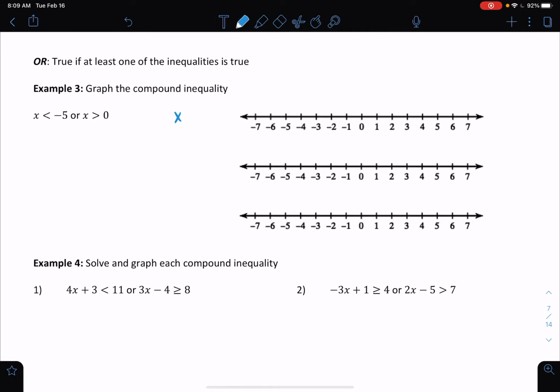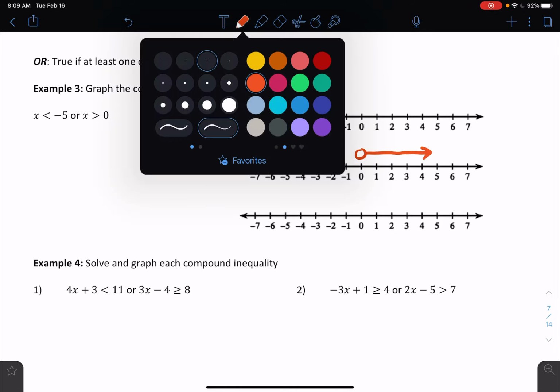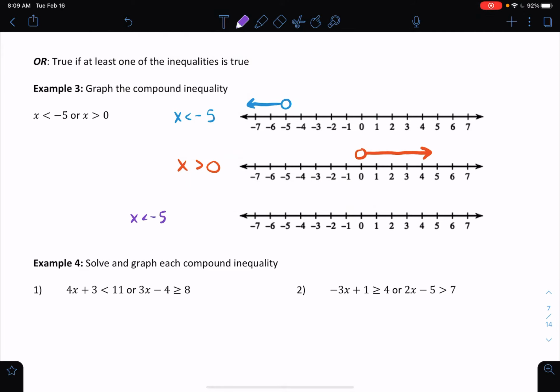So if I graphed x is less than -5, that would be an open circle at -5, shaded off to the left. Now the second inequality says x is greater than 0, so it would be an open circle at 0, shaded off to the right. Now, if I were to graph these together, x is less than -5 or x is greater than 0, then it would be an open circle at -5 shaded off to the left, open circle at 0 shaded off to the right. All right? At least one of them must be true.